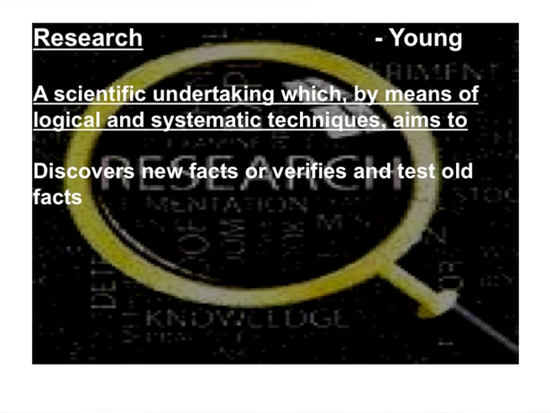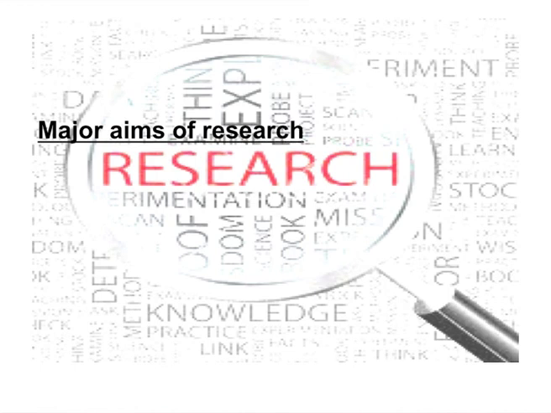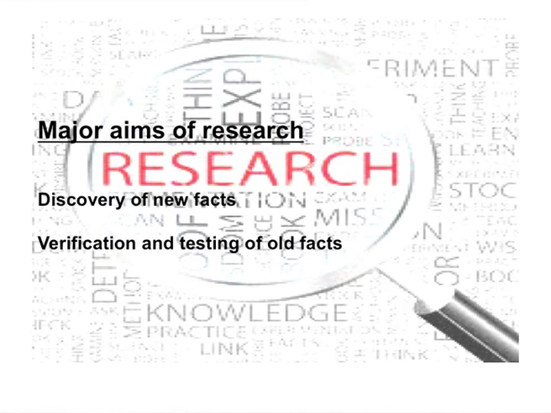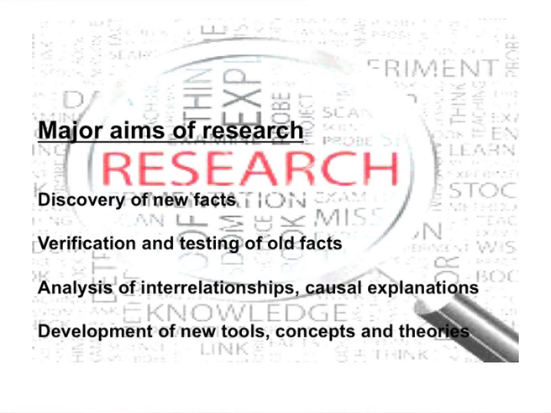a. discover new facts or verify and test old facts, b. analyze their sequences, interrelationships and causal explanations, c. develop new scientific tools, concepts and theories which would facilitate reliable and valid study of human behavior. This exhaustive and all-inclusive definition specifies all the major aims of research, such as discovery of new facts, verification and testing of old facts, analysis of interrelationships and causal explanations, and development of new tools, concepts and theories.